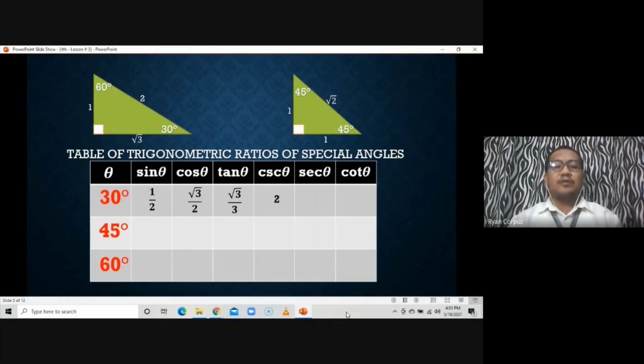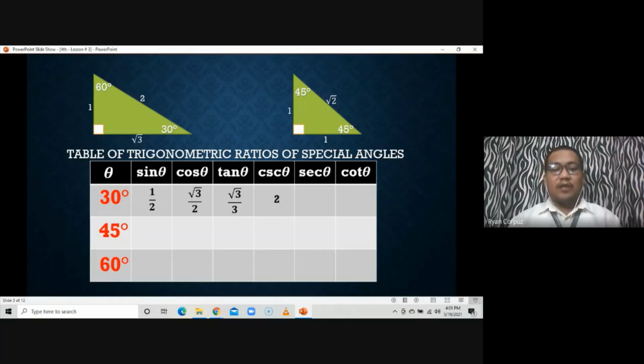How about secant 30 degrees? Secant is the opposite of cosine. Just interchange the position of the numerator and denominator here. You'll come up with 2 over square root of 3. But again, the denominator now involves radicals, so it's not yet in simplified form.